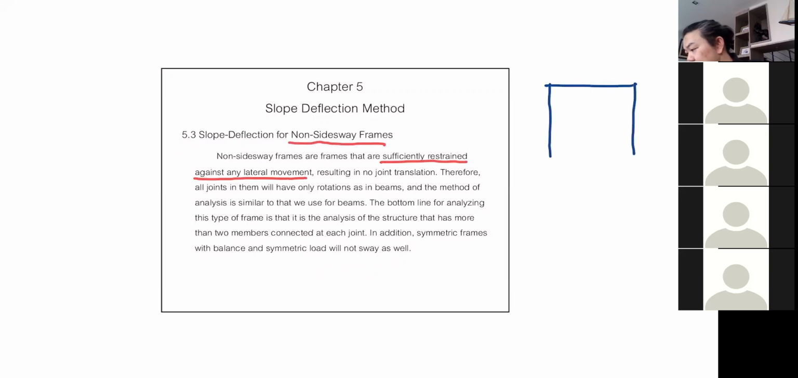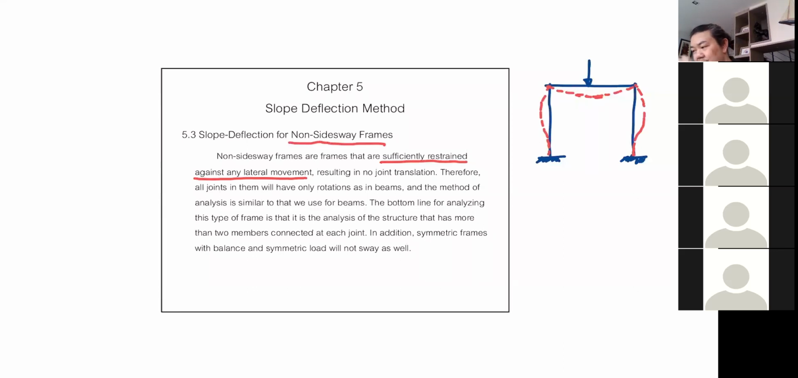If I give you a frame like this, and the loading is also symmetric, there's no sway in this one. But the structure must be symmetric and the loading must be symmetric. Both conditions must be satisfied. And if it's like this, it's going to deform like that, and go to zero. There, so no sway. Other than that, it's going to sway.